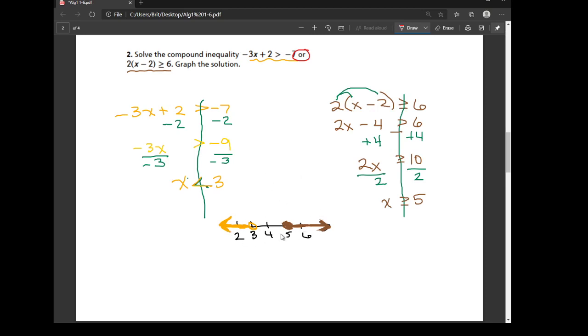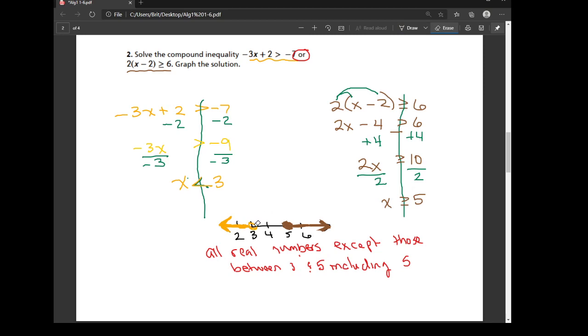So if I'm describing this, I could say this is all real numbers except those between 3 and 5, including 5, right? So 5's included. So that's a way to say it using words.